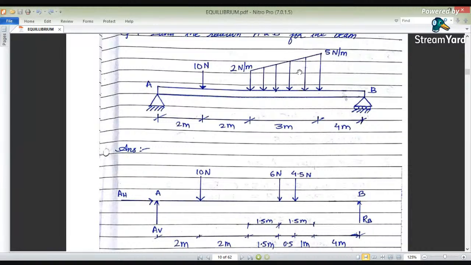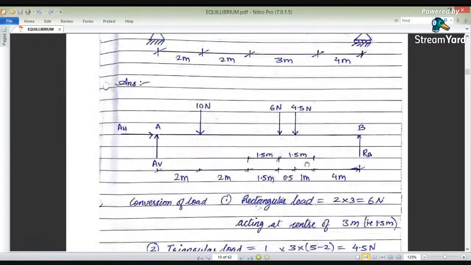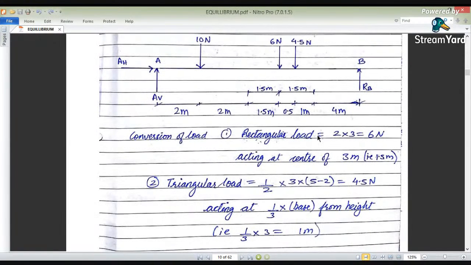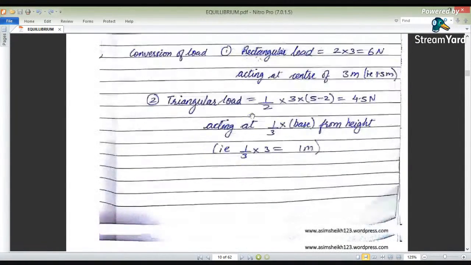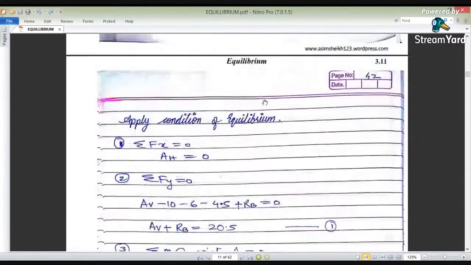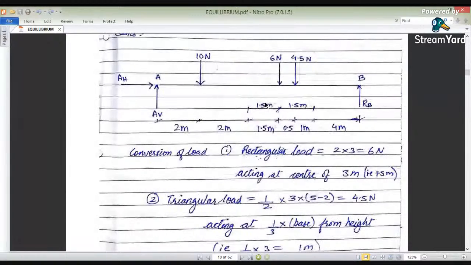For this top triangle, we have calculated the height as 3 meters, 3 newtons per meter. Half into base into height comes to be 4.5 newtons. So here 4.5 is acting at 1 meter and 2 meters. The same simple calculations: we have converted this into a rectangular load, and depending upon that, we have calculated the triangular loadings. Again, we have to proceed after converting this into a figure.